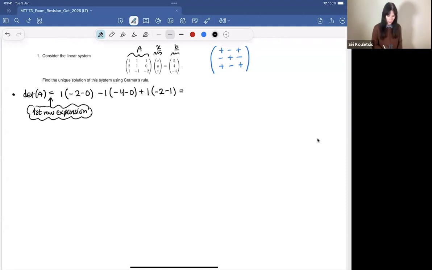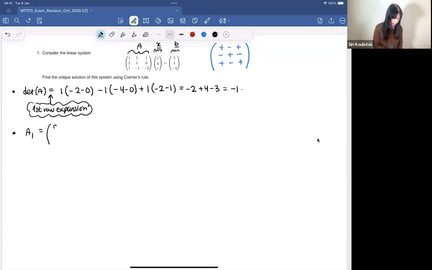And now we just add all of this up. We see that the determinant of A is -1. And so Cramer's rule is all about calculating determinants. And so now we construct the matrix A1, where we replace the first column of A by the right-hand side vector B.